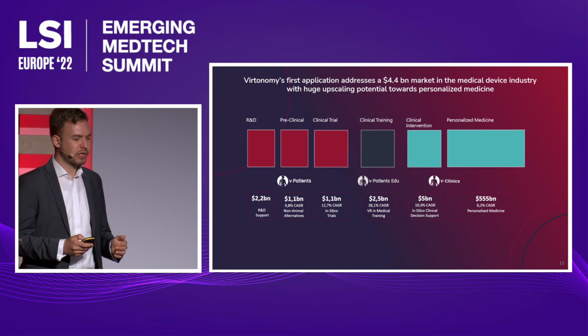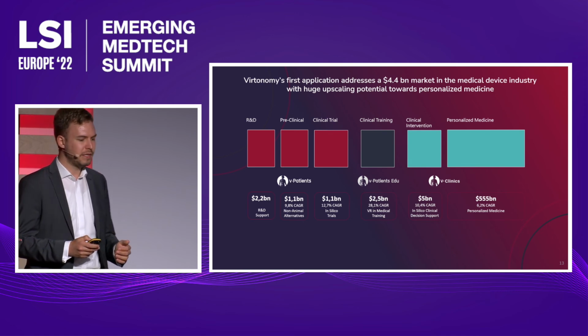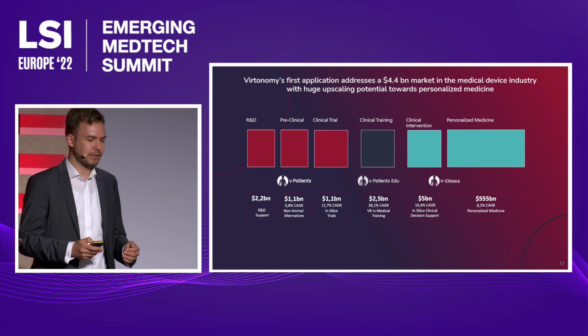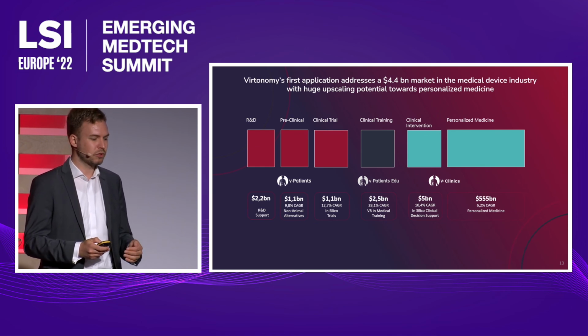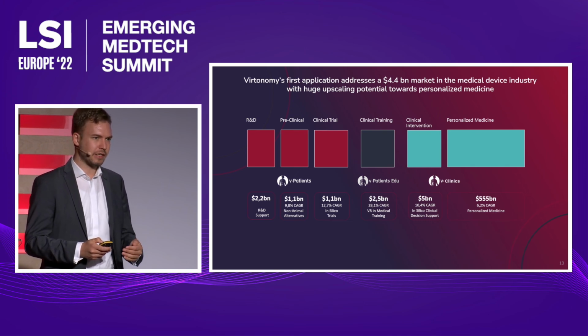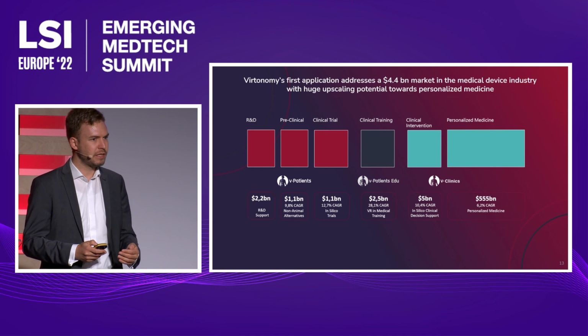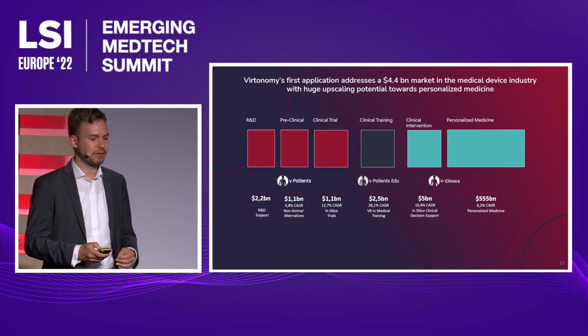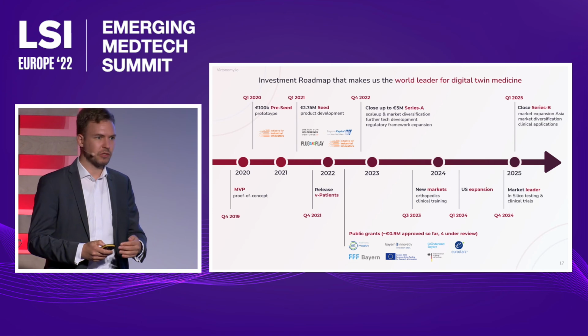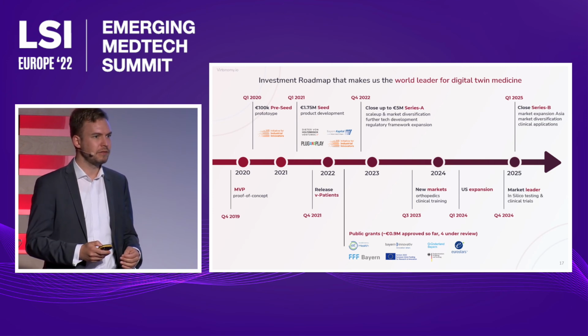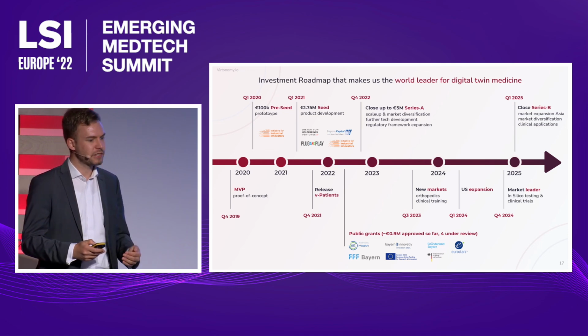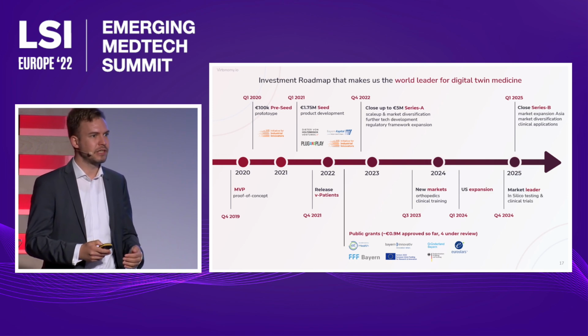Already with our first product, we are addressing a huge market of 4.4 billion with R&D, the non-animal alternatives, and the in silico trials. With the clinical trial domain and clinical education, we are adding a market of 2.5 billion, and more than 5 billion in the clinical decision domain. Last year, we raised our seed round of 1.75 million with 4 venture capital companies, and we are currently in the process of raising our 5 million Series A to scale up, expand to different domains, and by that become market leader in the in silico clinical trials domain.